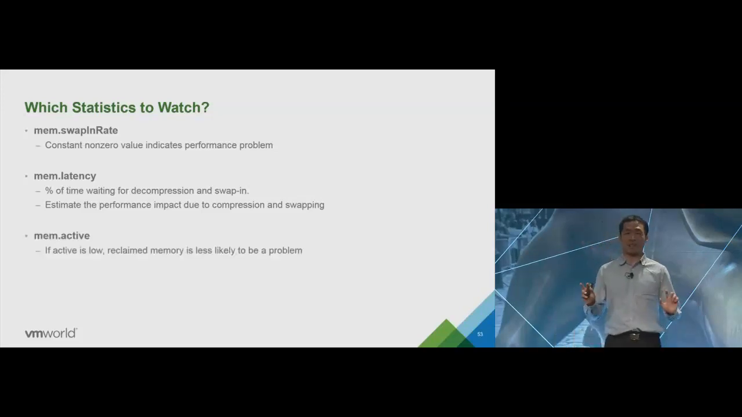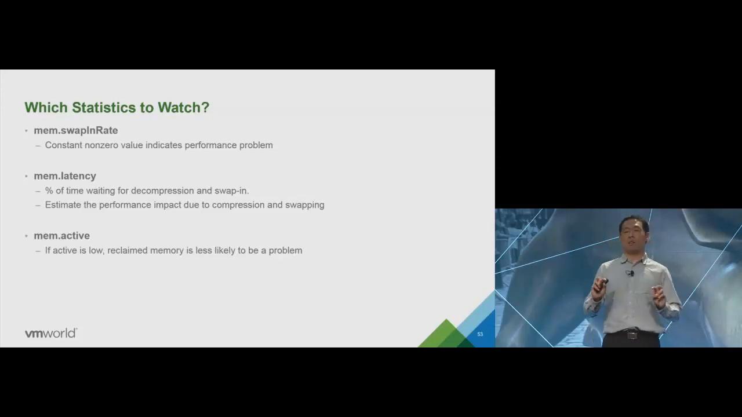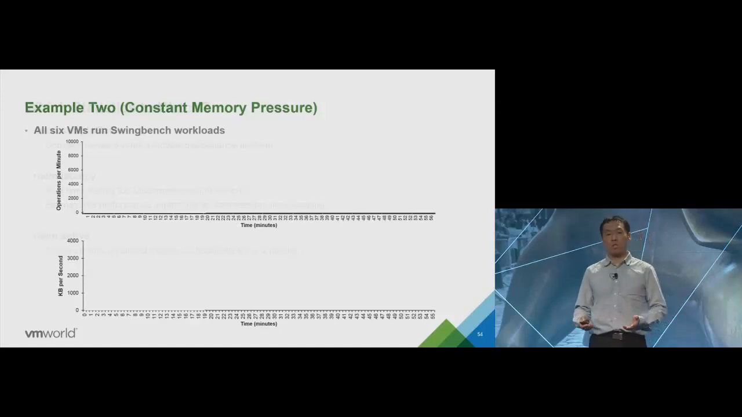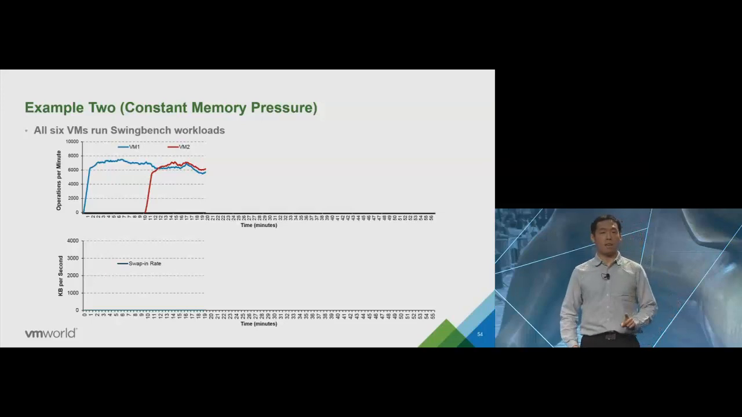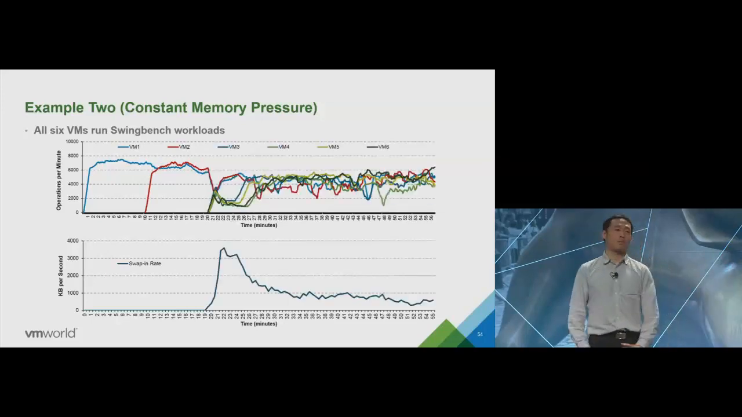The next counter is active. Basically, if your VM's active memory is very small, it is less likely that memory reclamation will cause a performance problem for this VM. Again, I'll show you an example of this. Similarly, I run six StreamMemory VMs on the 16GB host. I run VM1 for 10 minutes, then start VM2 for another 10 minutes. At time 20, instead of running just one VM, I start all the other four VMs at the same time, which puts a huge memory pressure on the host.